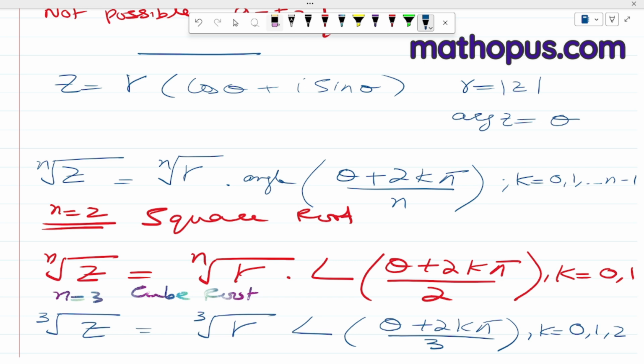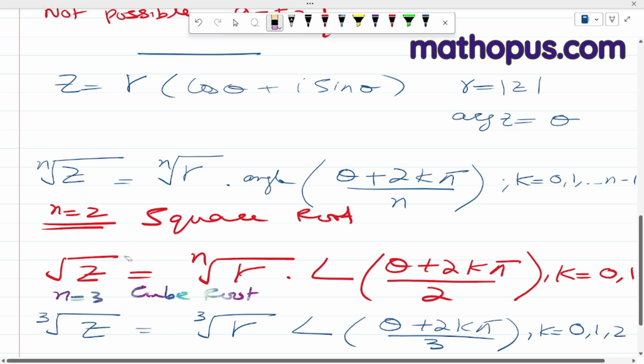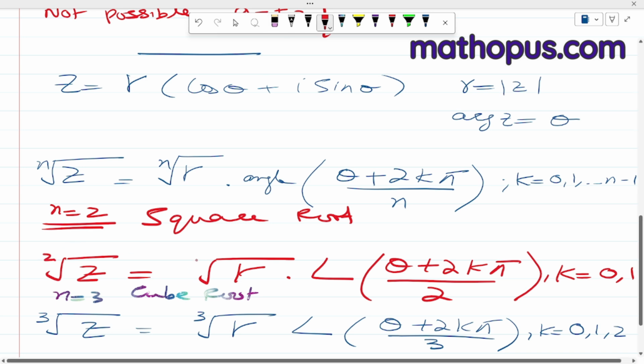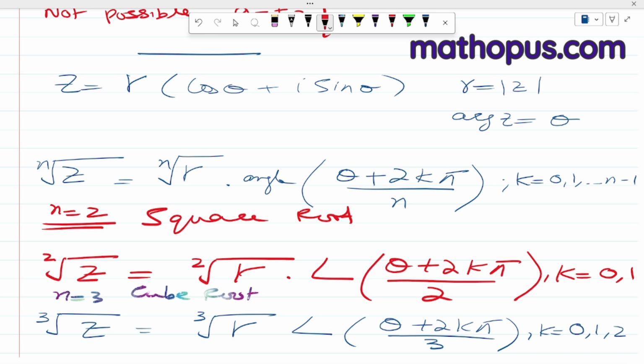Let me do a little correction. This is also 2. We are calculating the square root here. For the square root, this n is 2 and this is 2. So these are the two formulas for the square root and cube roots. Similarly, if you want to find the fourth root, then we will replace n with 4, and the values of k would be 0, 1, 2 and 3, and so on.